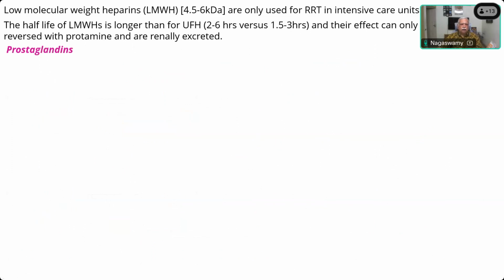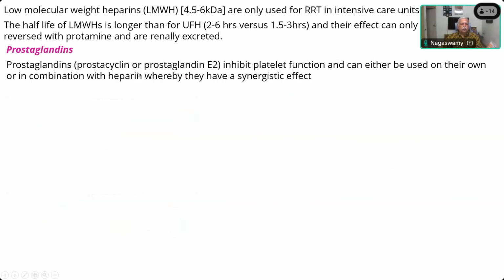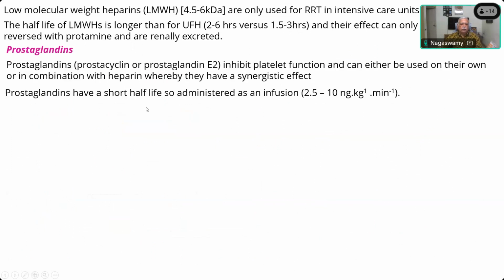The second thing, if there is any contraindication for heparin usage, then you can go for prostaglandins, which is a form of prostaglandin E2, which inhibits the platelet function and can be used either alone or in combination with heparin, where it will have a synergistic effect, so you can reduce the dose of heparin. They have a very short half-life, so they always have to be given as an infusion of 2.5 to 10 nanogram per kg per minute.